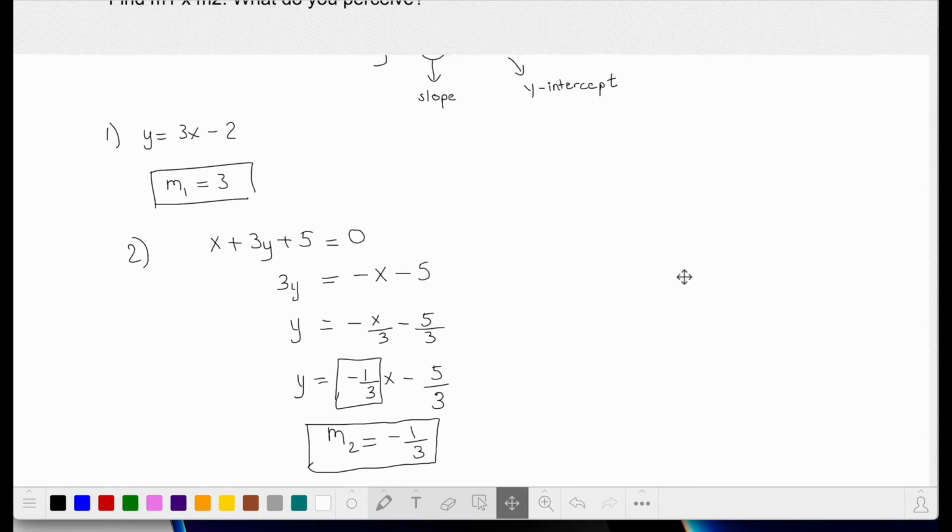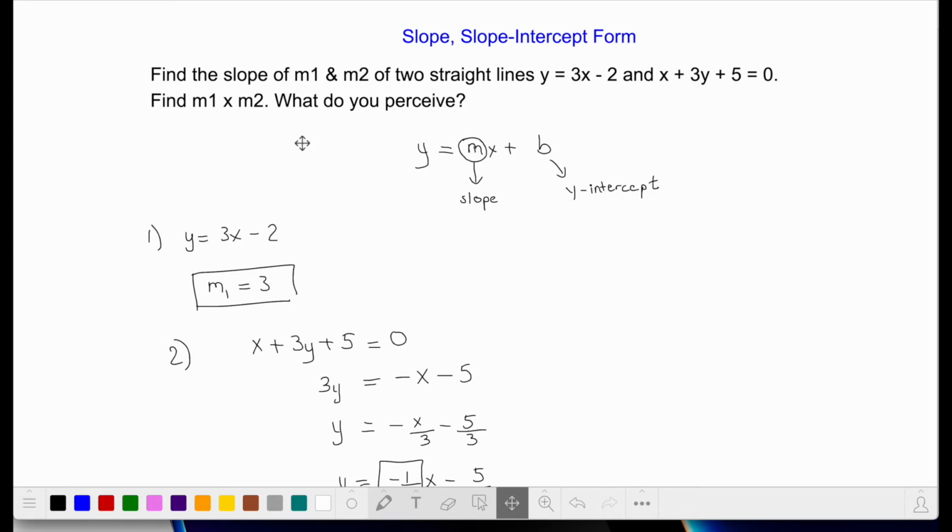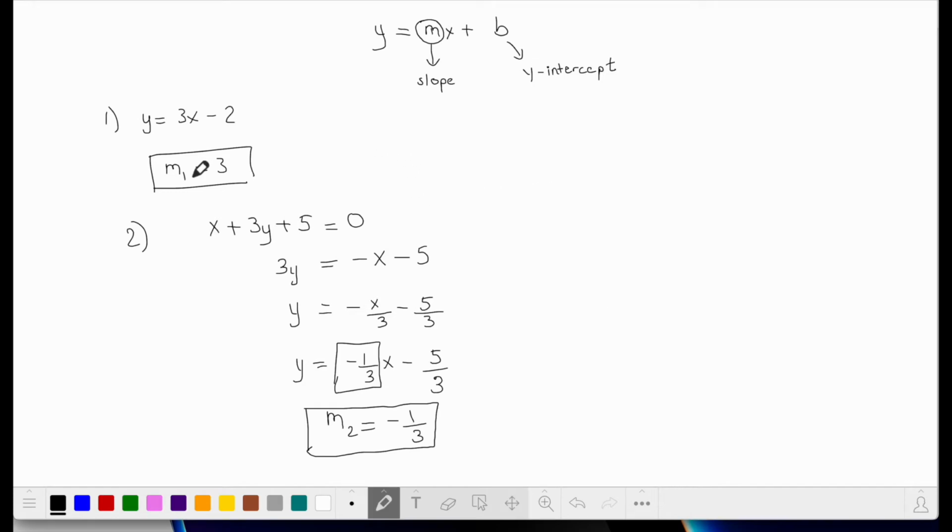So we got the gradients of the two equations, and the problem is asking for the value of m1 times m2. We have m1 as 3 and m2 as negative 1/3. So m1 times m2 is equal to 3 times negative 1/3. The 3 and 3 cancel out, and we have negative 1. And there is a fact that two straight lines are perpendicular if and only if the multiplication of their slopes is equal to negative 1. We have negative 1 here, so the two lines are perpendicular.